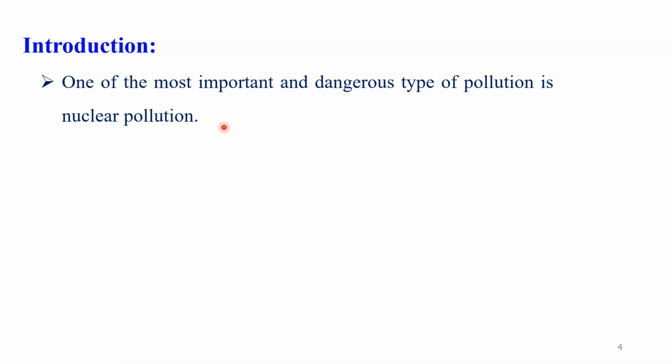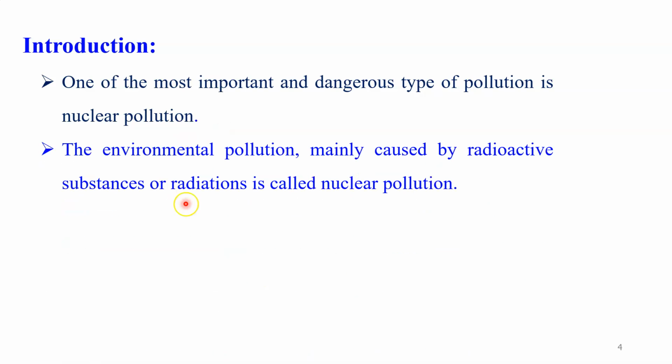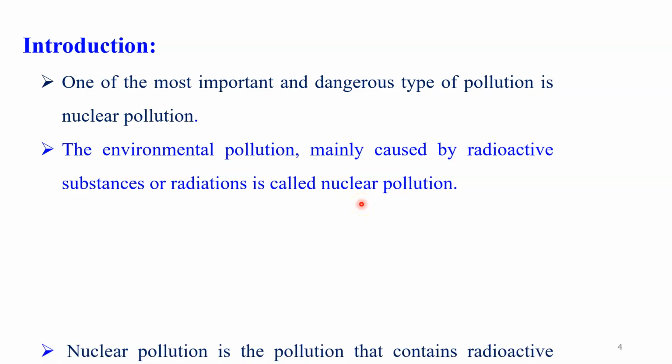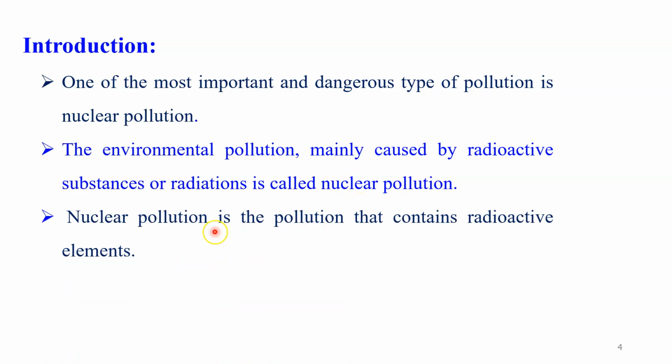In the previous lecture, we have already discussed a few definitions of nuclear pollution. Let us revise one of them. The environmental pollution mainly caused by radioactive substances or radiation is called nuclear pollution. In other words, we can define nuclear pollution as the pollution that contains radioactive elements.